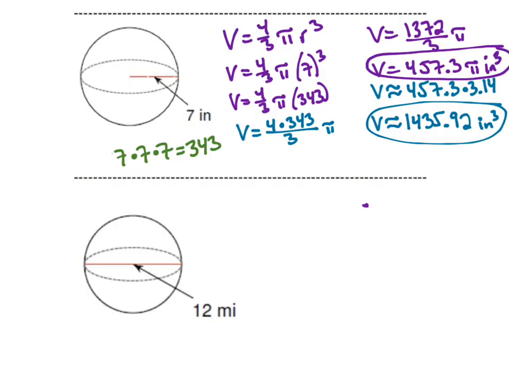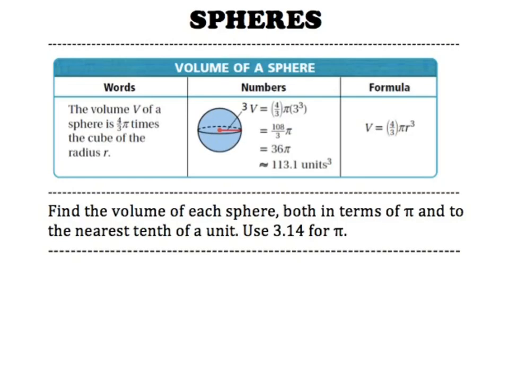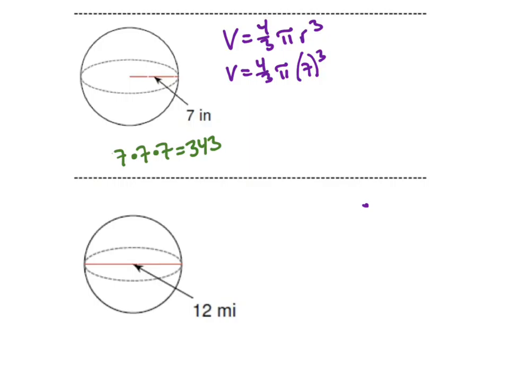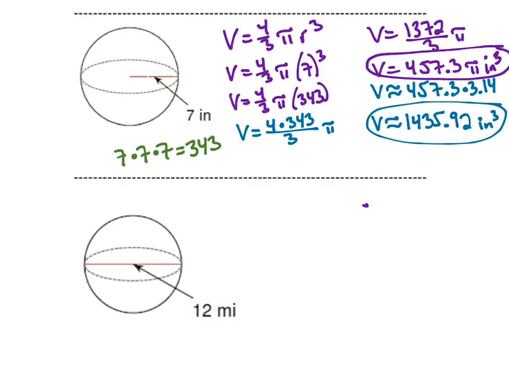Did we say tenth or hundredths? Let's take a look back. Tenth of a unit. Oh, darn it, I'm rounding too far. Okay, so you actually would be happy with 1,435.9. Nonetheless, we're going to move forward.